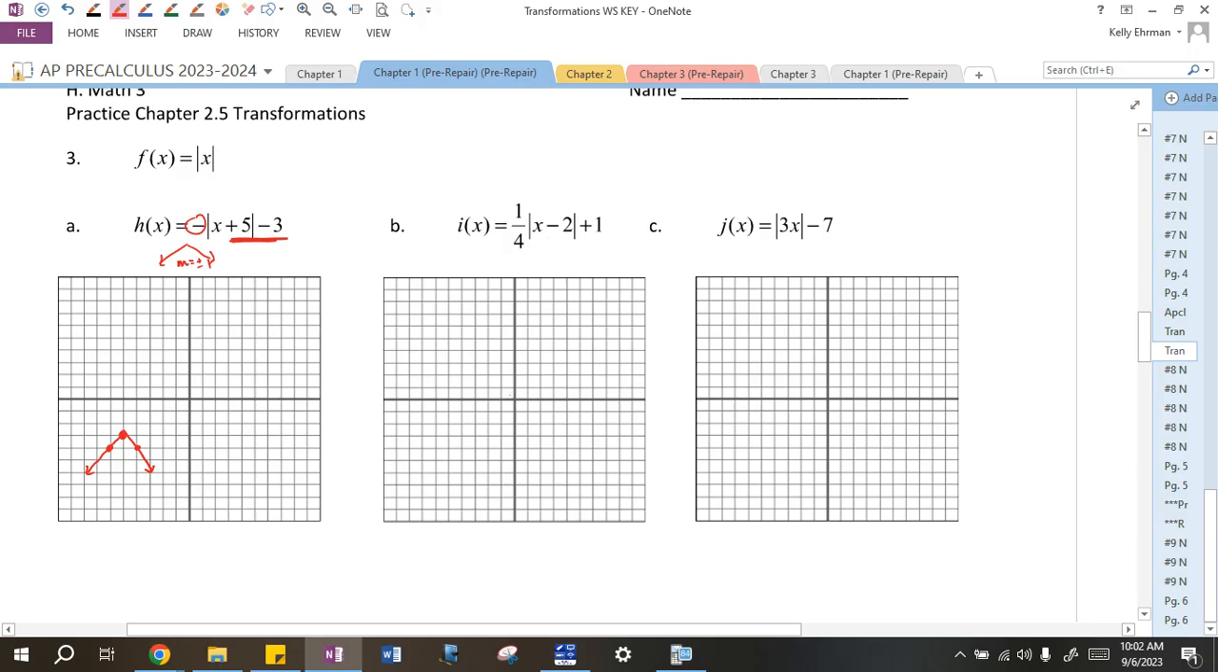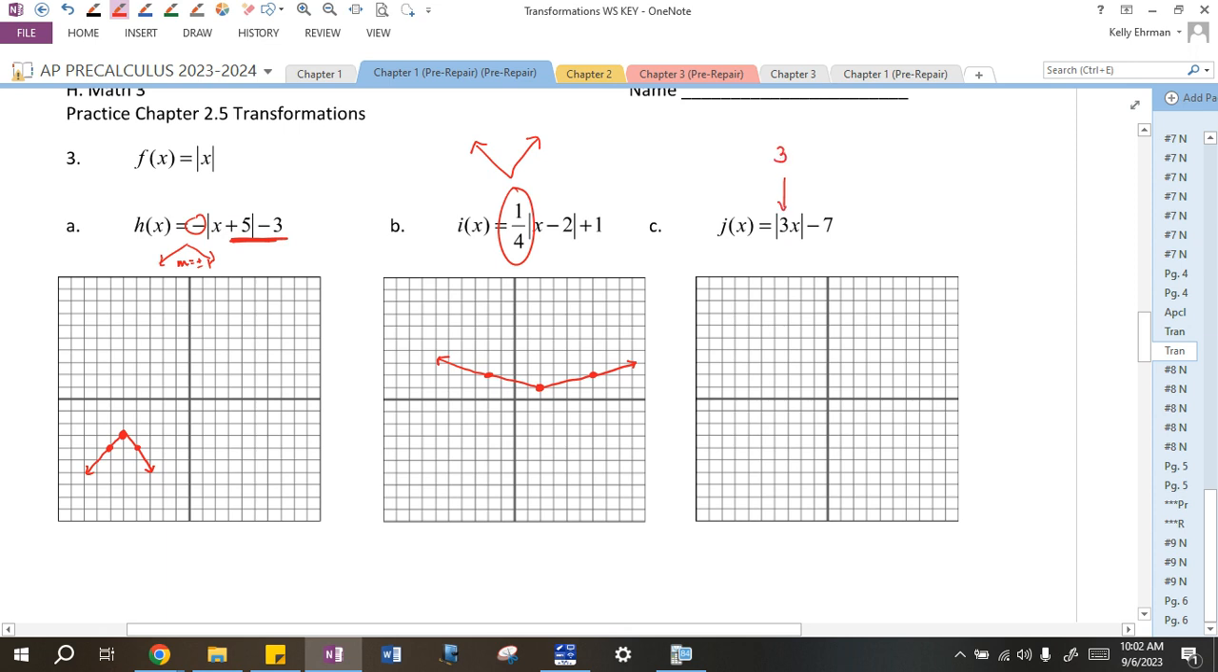The vertex from 0, 0 has been moved right 2 and up 1. 1/4 is positive, so this is going to open up. And the 1/4 tells you about the slope. You go up 1 over 4 on both sides. We only need 3 points for an absolute value. Even if the number inside of the absolute value is here, for absolute value, this is still just the slope.